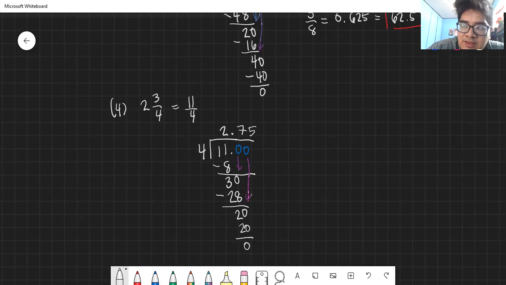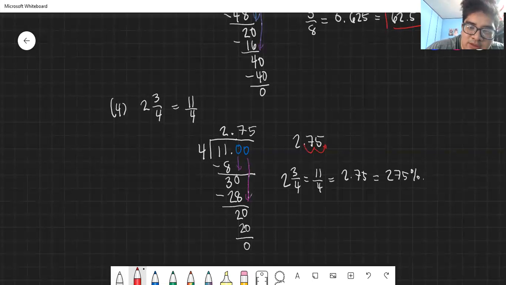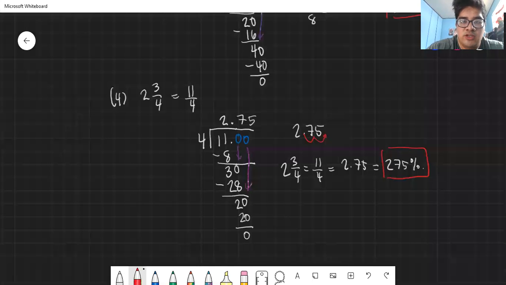So, basically is 2.75. Move the decimal point 2 places to the right. Magiging 2 and 3/4 is just equal to 11/4, which is just equal to 2.75, which is just equal to 275%. And that is number 4. Ngayon, we have a final example which will trigger our questioning.